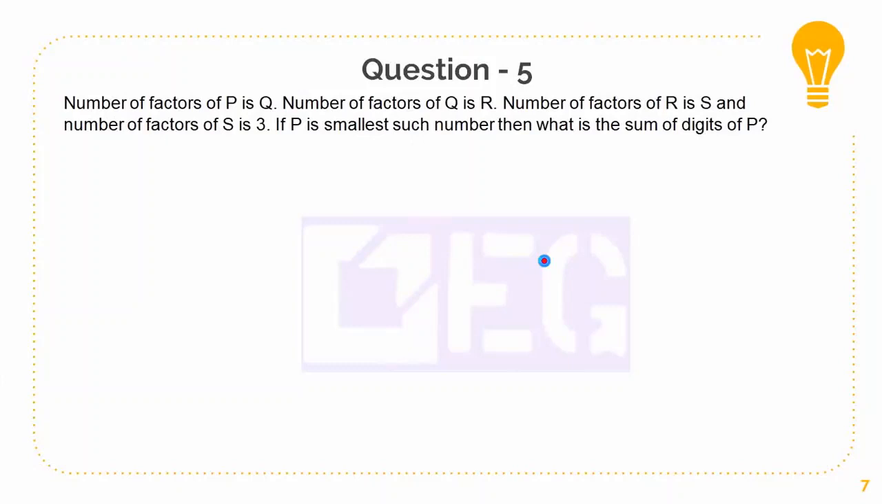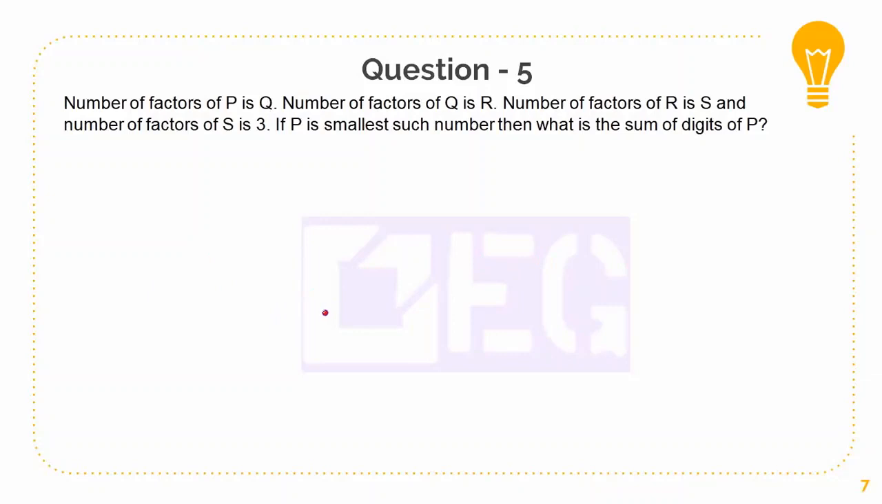So again, a factor question. The number of factors of p is q, the number of factors of q is r, the number of factors of r is s, and the number of factors of s is 3. If p is the smallest such number, then what is the sum of digits of p? That means we want the smallest such number.